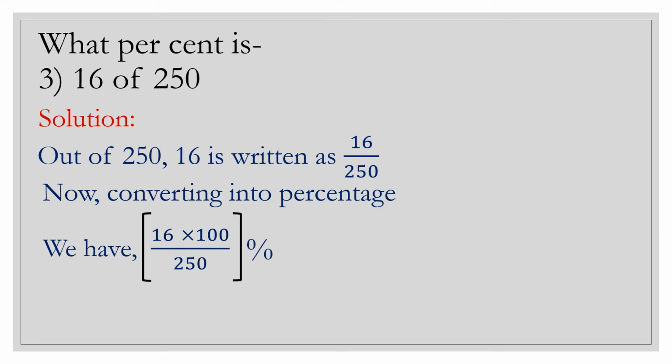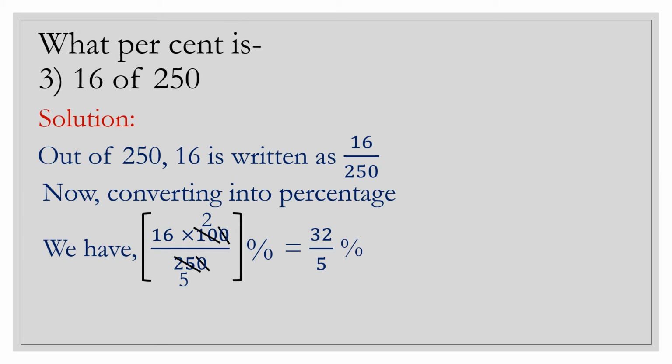Now simplify. Cut 1 0 by 1 0. See, 10 and 25 both are divisible by the same digit 5. So divide. 5 2s are 10 and 5 5s are 25. Now it cannot be further divisible. So do the multiplication. We get 32 upon 5 percentage.